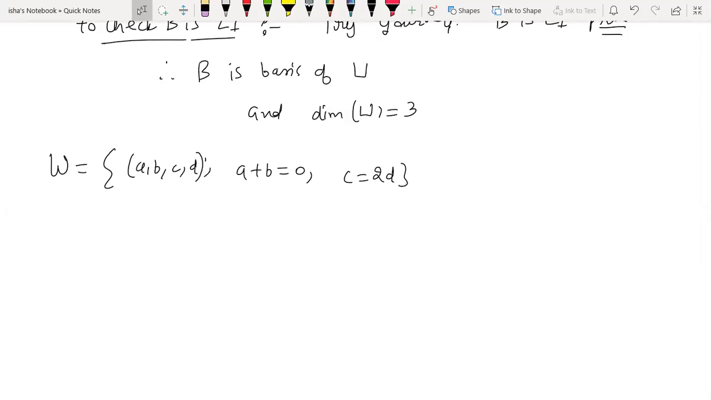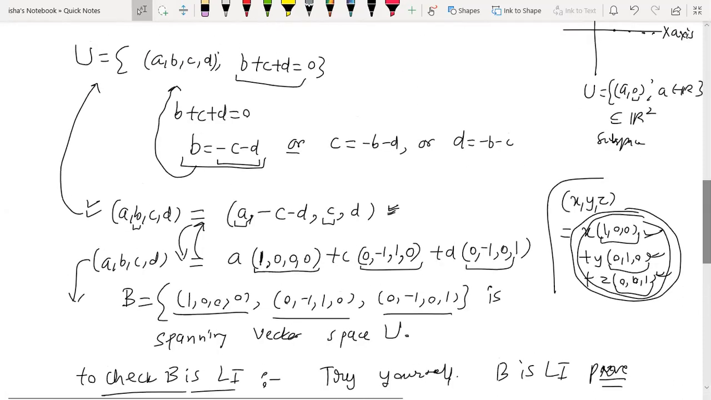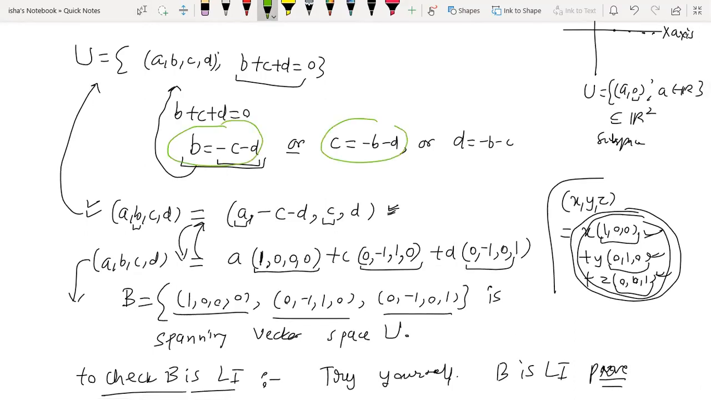Right? So from this condition, what will I get? A is minus B. Again, it is your choice, you can write B as minus A. One more thing about the previous example, here I gave you a choice that either you can find B in terms of C and D, or you can find C in terms of B and D, or D in terms of B and C. This is completely your choice. What difference will it make? It will give you a different basis. The basis elements will be different, because we saw in the previous lecture that a basis may not be unique.